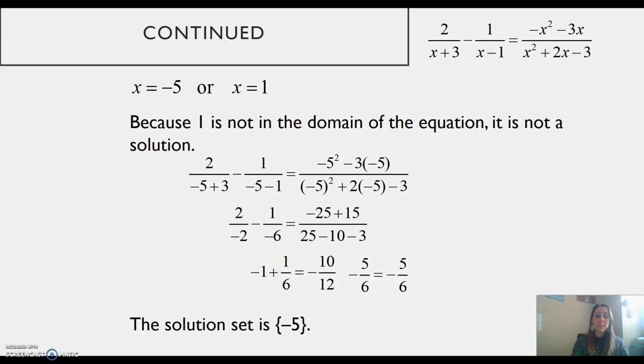So in your homework, it's going to ask for that. It's going to ask for the solution set, which would just be negative 5. 1 is an answer, but it's not part of it. It's an extra solution that technically works algebraically, but will not work graphically, essentially. So if you have any questions on this, please come to class with questions.